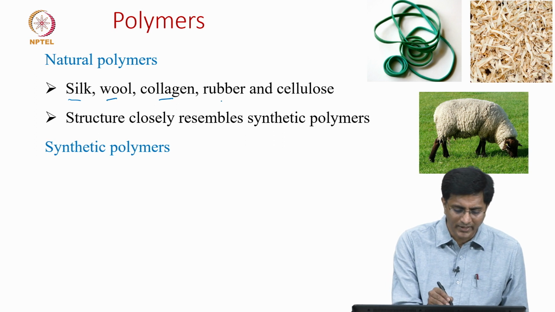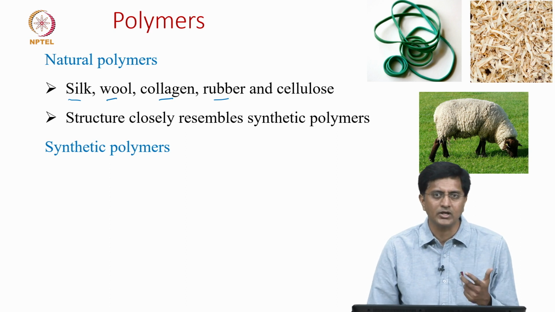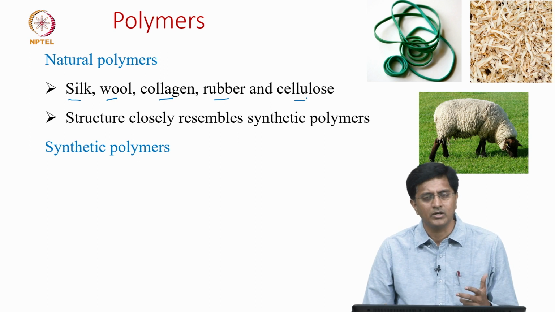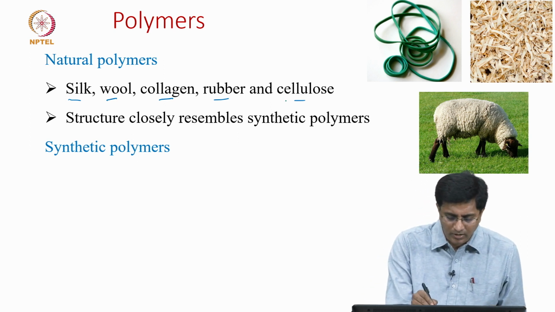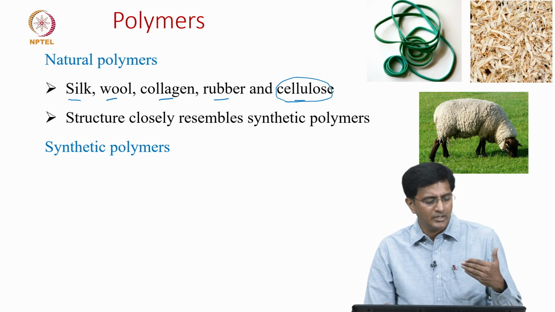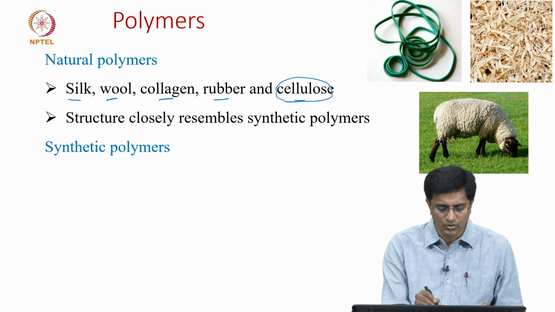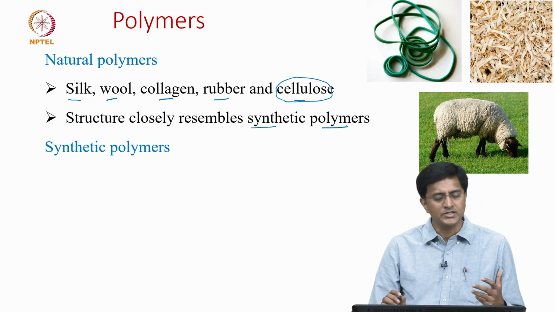We also find natural polymers in plants such as rubber, which we get from latex of the rubber plant, and cellulose, which we get from wood stock. So, cellulose is a very abundantly available natural polymer. The interesting thing is that the polymer structure of natural polymers is very close to what we see in synthetic polymers. So, what are synthetic polymers?